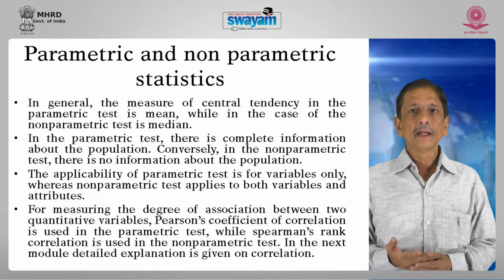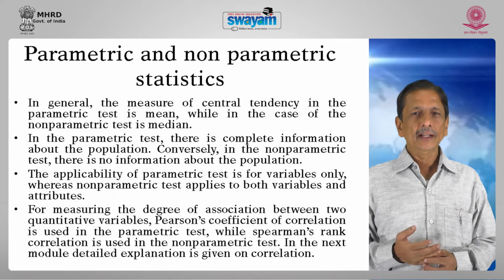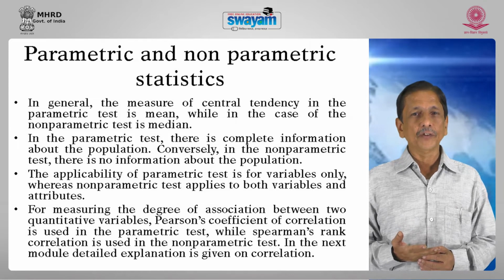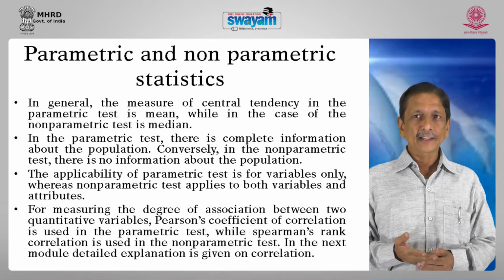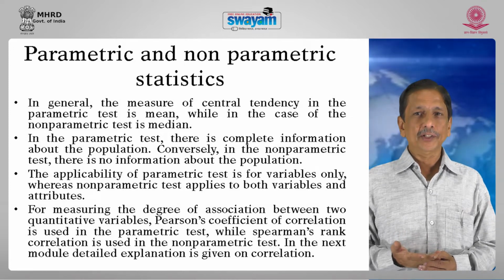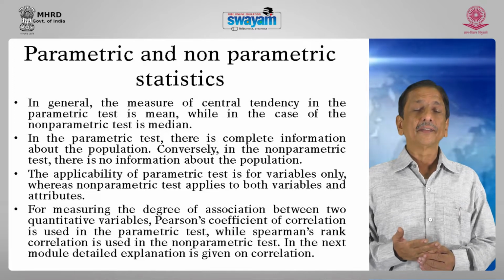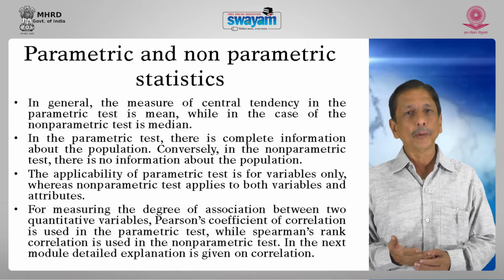It cuts the sample into two halves, and that is where median becomes an essential factor while analyzing non-parametric statistics. In the parametric test, there is complete information about the population. The various characteristic features of the population are represented in the sample. On the other hand, in the non-parametric test, there is no information about the population, and the researcher is not aware of the various characteristic features of the population.